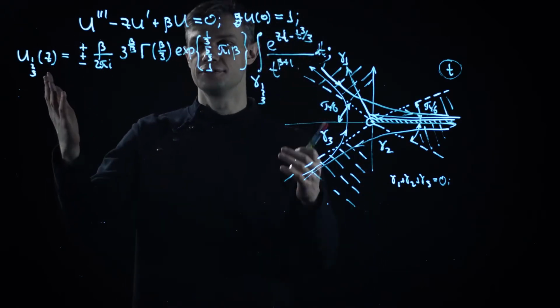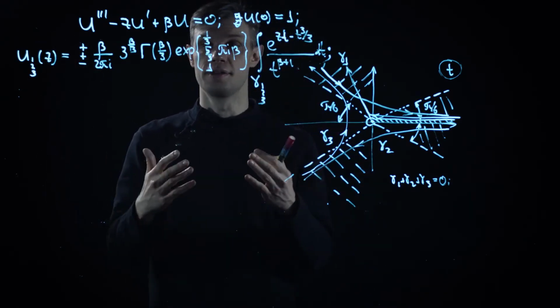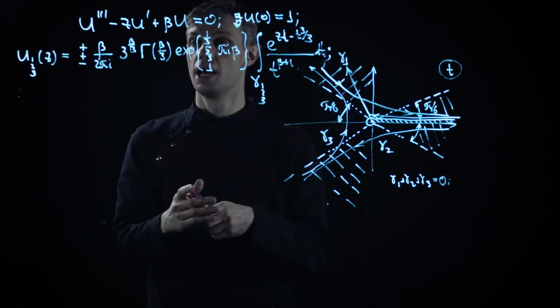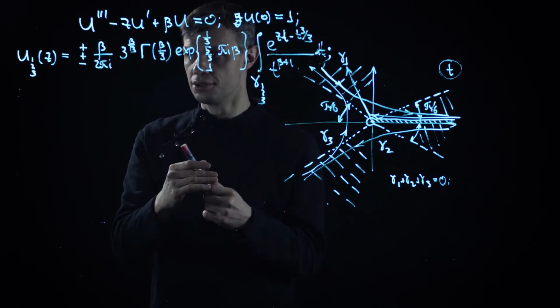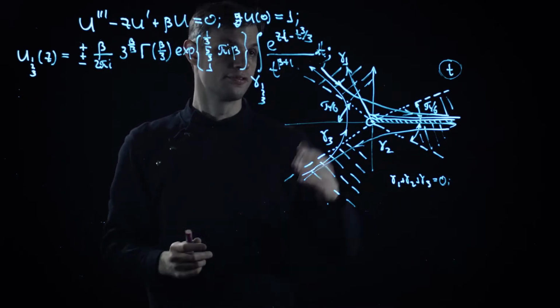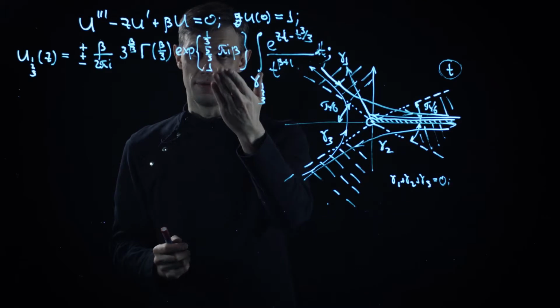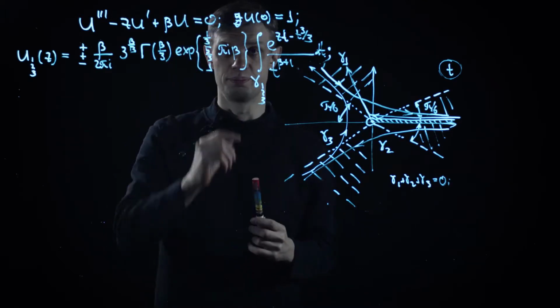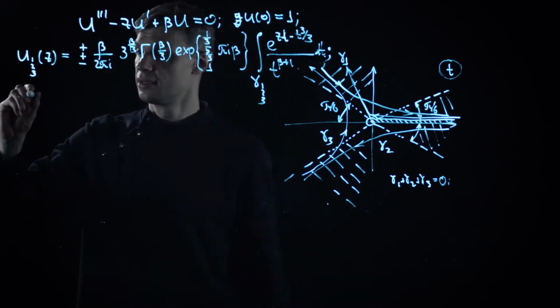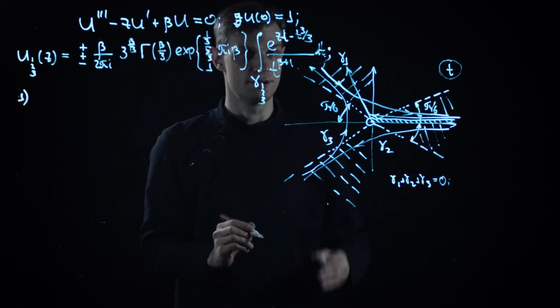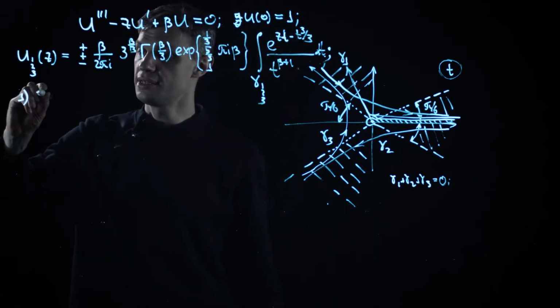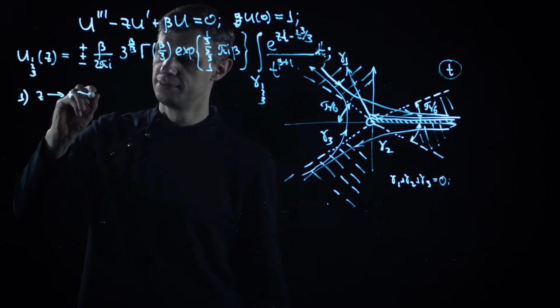Here I wrote down for you in this shorthand notation our normalized solutions. So here are the normalization constants. 1, 2, 3 stands for first, second, and third solution. And so here again, we have this exponential prefactor. And let's now compute the asymptotic of this solution at z tending to plus infinity.